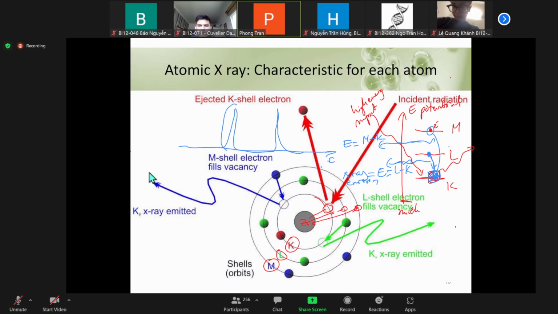By looking at these two emissions, you know which emission correlates with which electron falling down, and then you know the nature of this atom. Because different elements have a different arrangement of K, L, M and a different number of electrons, at the end each will have a different X-ray pattern. Am I clear? Clear.